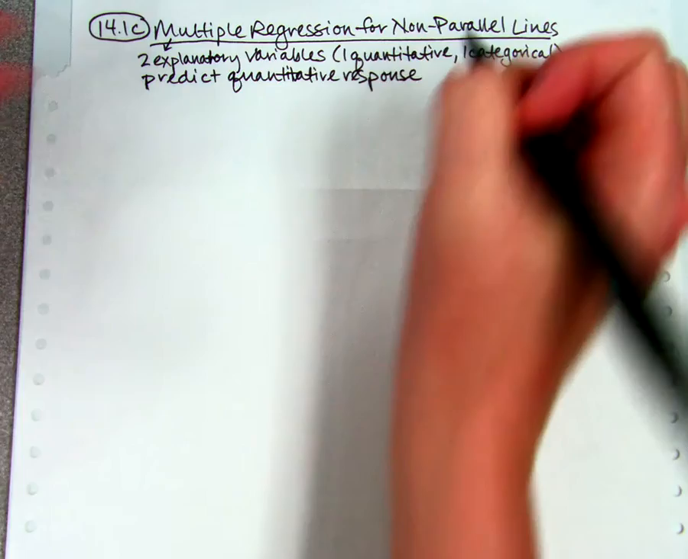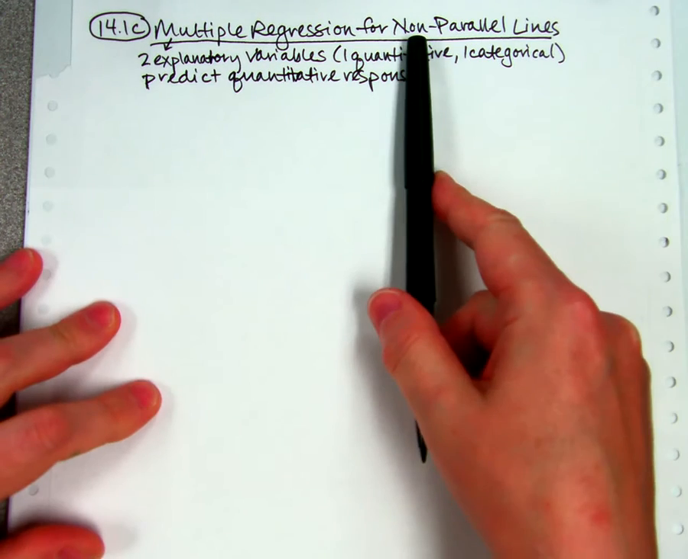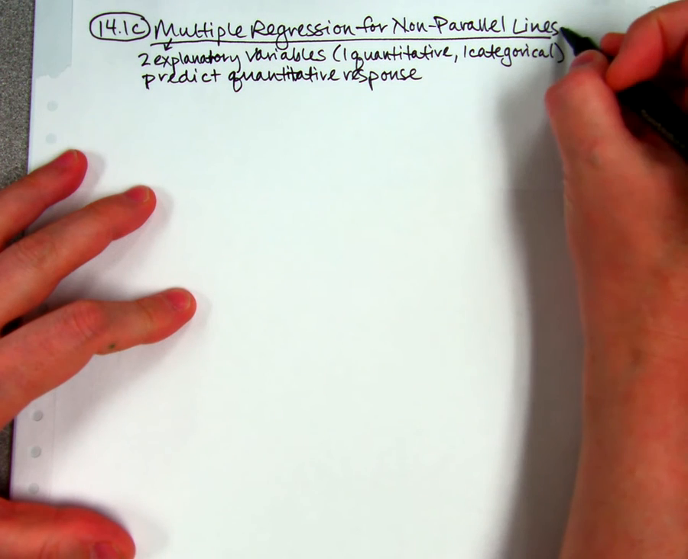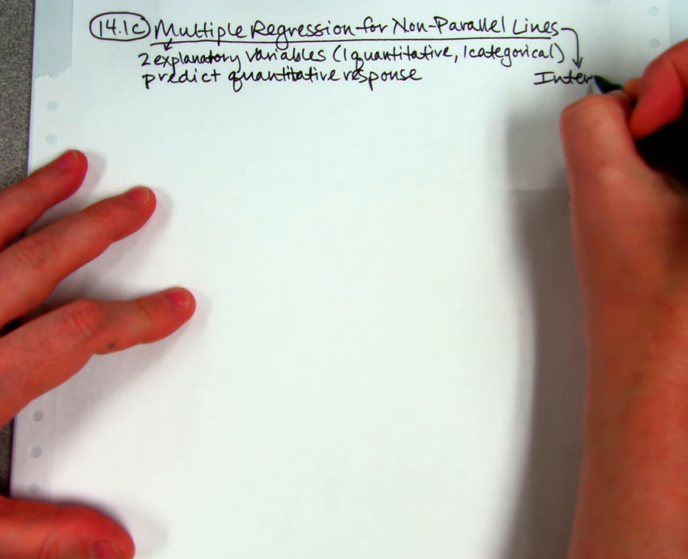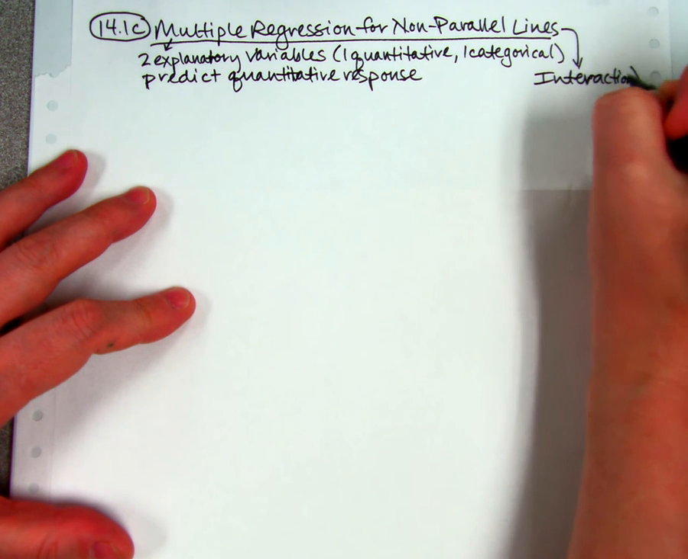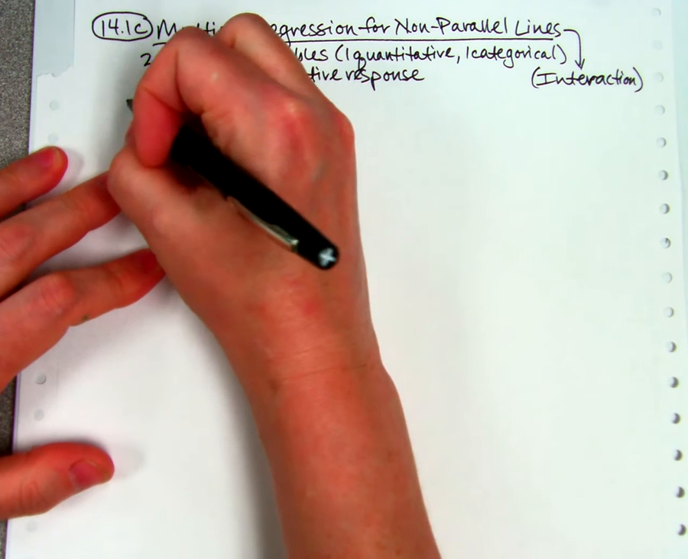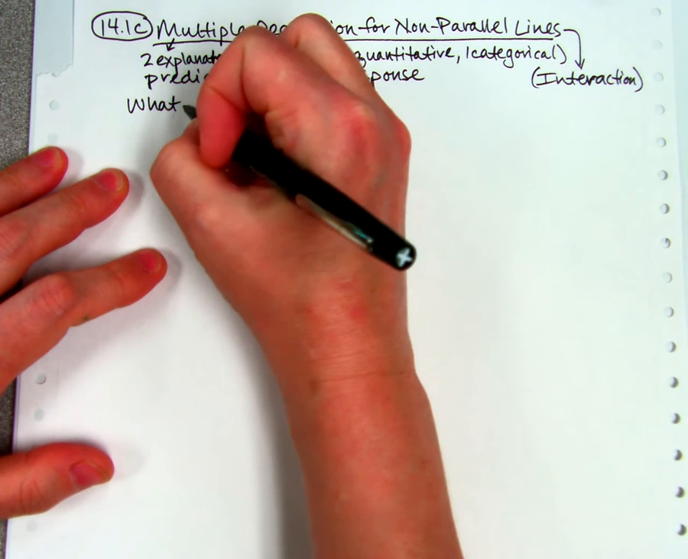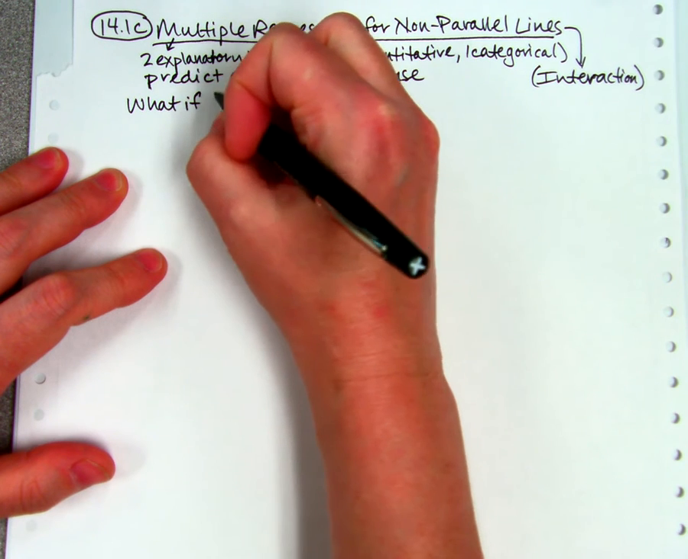What's different about 14.1c is in A and B we were working with parallel lines, and now we're going to do non-parallel lines. This non-parallel lines thing is officially called interaction, and I should have maybe put that as part of the title. Interaction between the variables. And so basically today we're talking about what if the lines aren't parallel. It's just one step beyond what we did before, not much more.